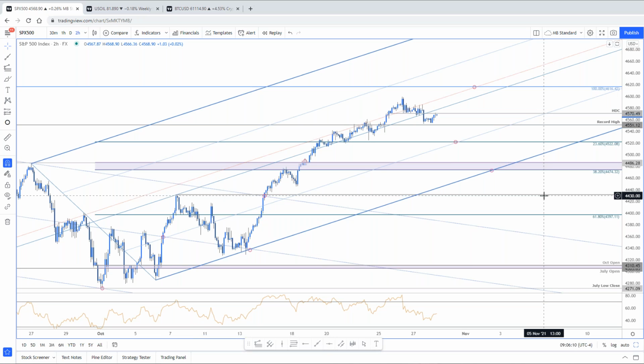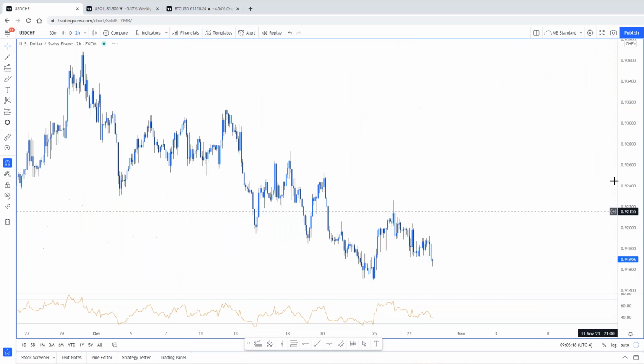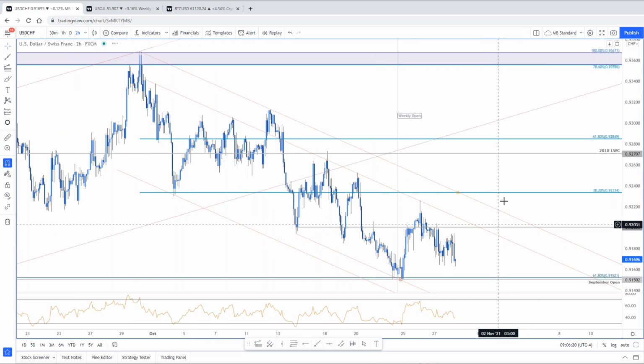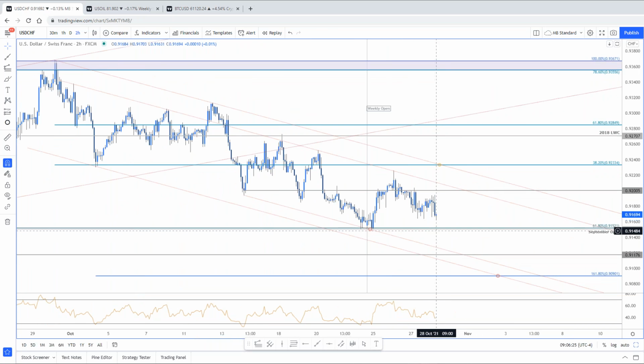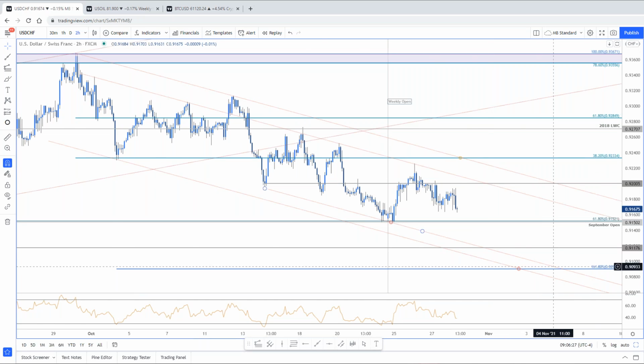Okay, the last two on my end aren't so exciting, but I've been following them as per your request here. 11 and 12 guys are Swissy and Kiwi. Here's dollar Swiss. Really just a very uneventful trade this week. The only thing I've been tracking on this one is I'm looking for a break of the weekly opening range because of where we are.